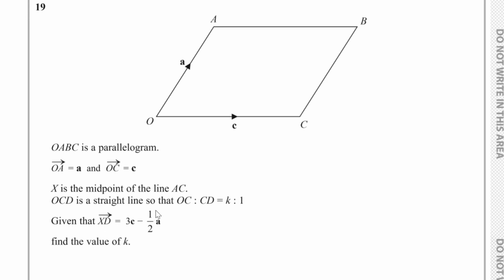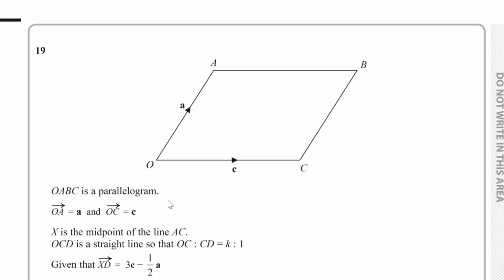Well, let's take each of these statements in turn. First of all, we know that X is the midpoint of the line AC. So let's just draw on the line AC, that is over here, and half of this is where X is. So X we're predicting is somewhere over here. Okay? So X is over here.